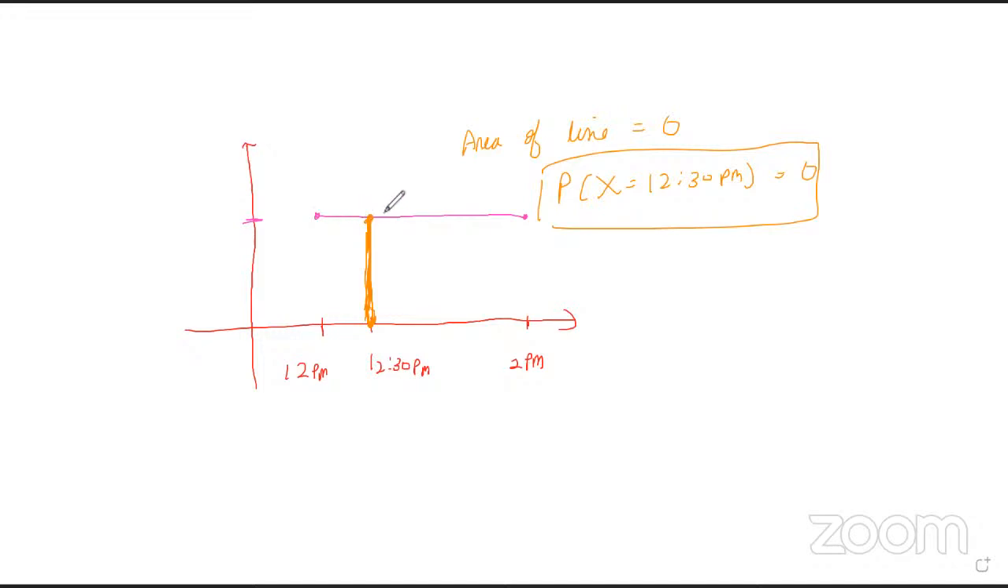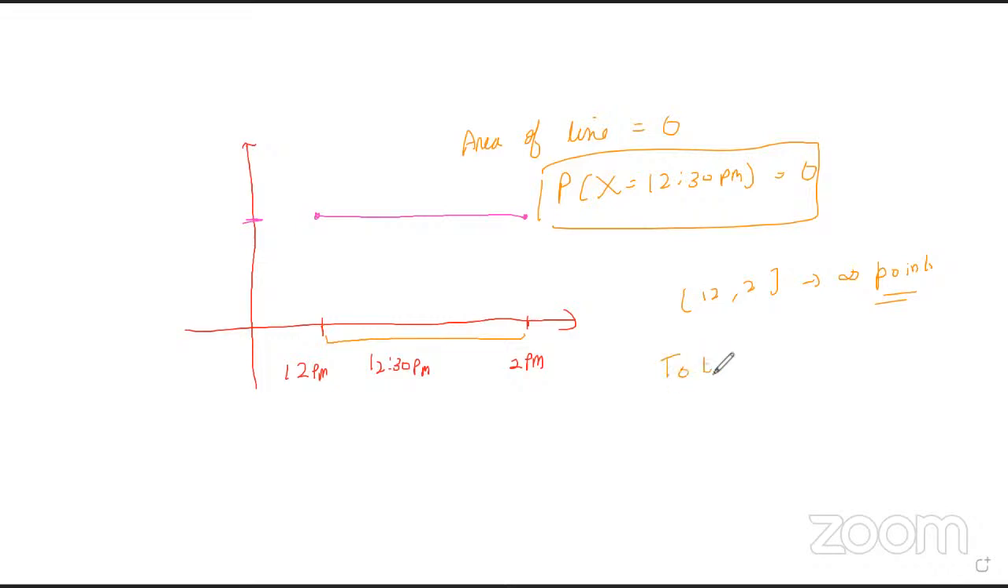But in an actual situation, it may appear that it comes exactly at 12:30. It may come at any point between 12 and 2, and there are infinite points in between. You cannot count how many points there are between 12 p.m. and 2 p.m. If you go by seconds, or every millisecond as well, you have a large number of points between them. You can never count them.